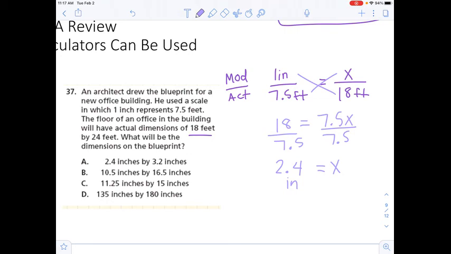Well, the nice thing about this problem is that we already have only one answer with 2.4, so we know it's going to be A. It's always a good idea on tests like this, though, to just double check to do that second one of 24 feet, just to make sure that you get 3.2 inches. That would be a really easy way to guarantee that you're getting the correct answer.